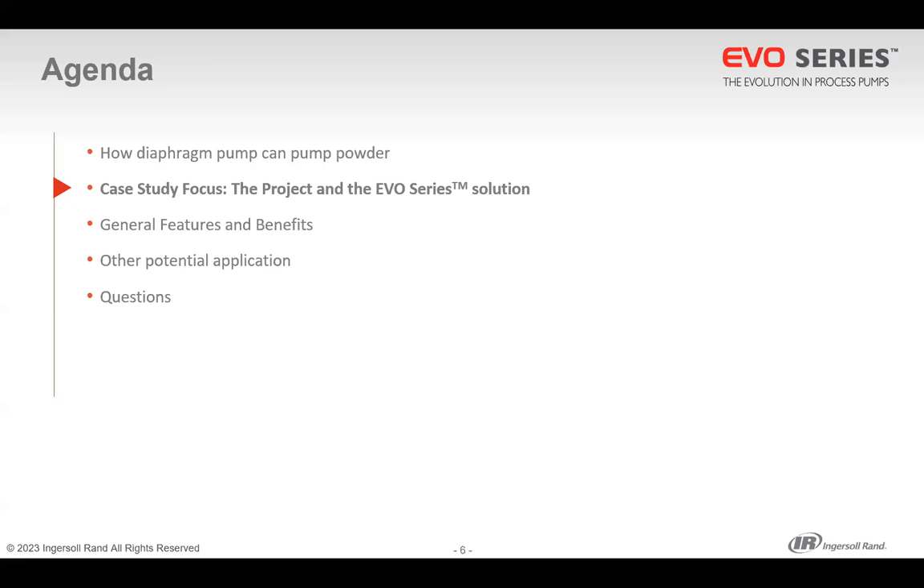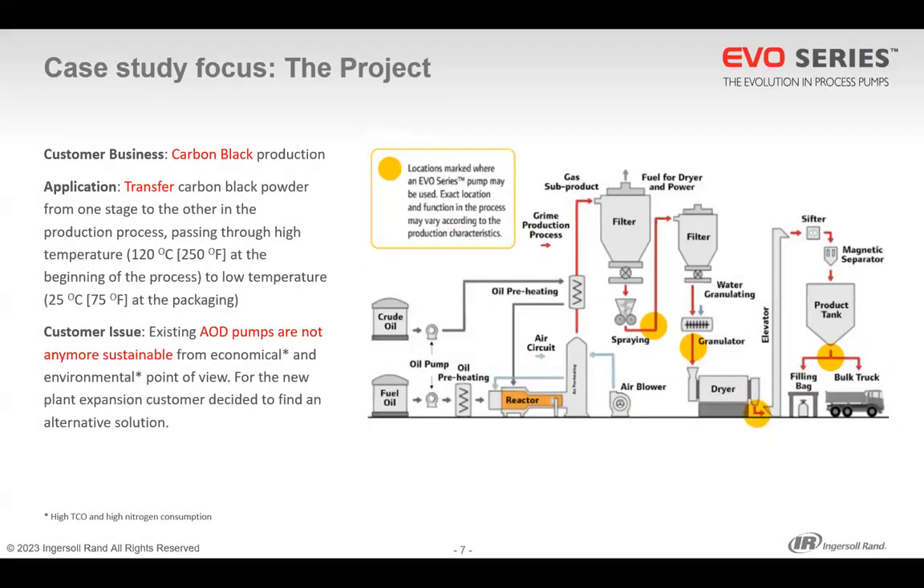Case study focus. The project that we faced where we provided the EVO solution and how EVO was a solution in this situation. So the customer is a carbon black producer. Carbon black is used for several reasons in different industries. It's known since decades as a filler for rubber, for plastics, also as a pigment for some plastic parts that need to be very dark or black.